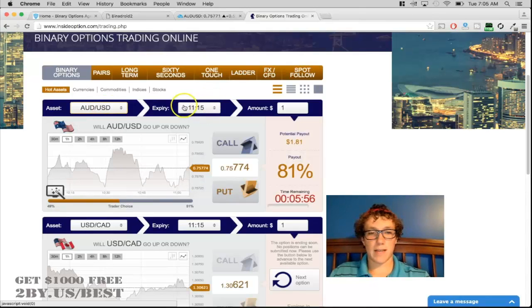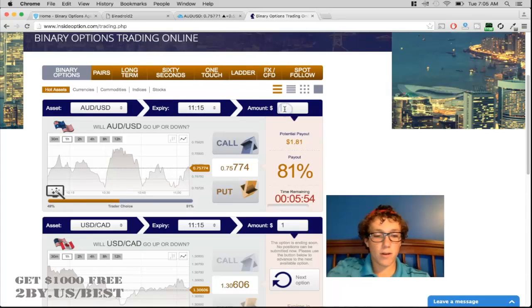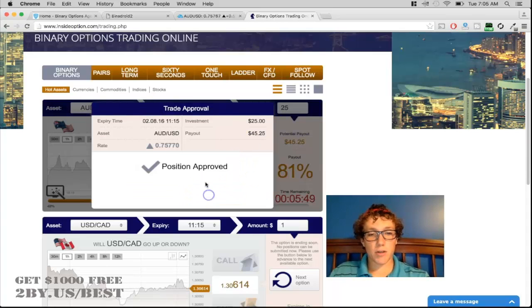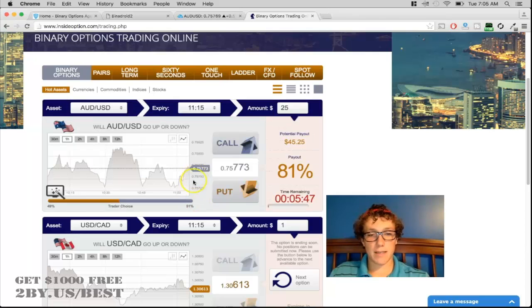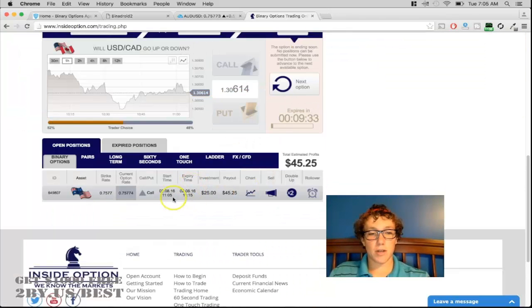Oh, perfect. Exact expiry, 11:15. $25 trade. Alright, so we actually got a pretty good strike rate because as I was typing that in, it dipped down a little bit, and the trade should already be in the money. So now I'm just going to head back to Binadroid to see if there's any other good trades.